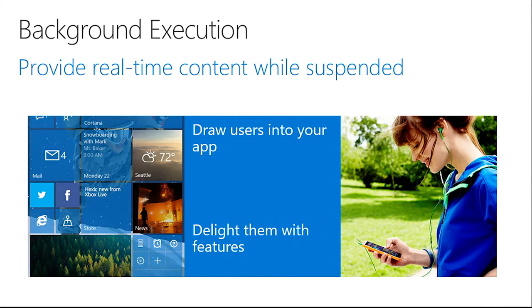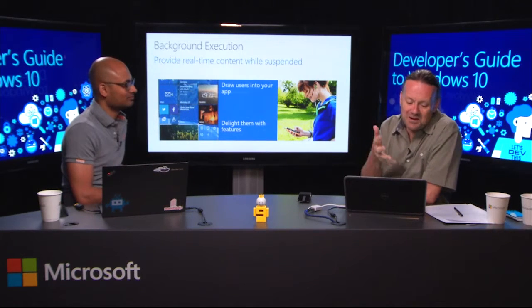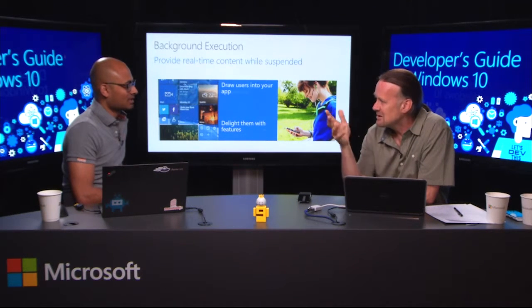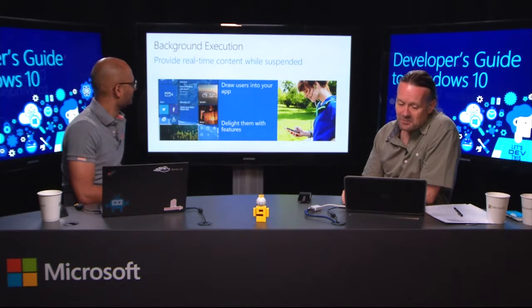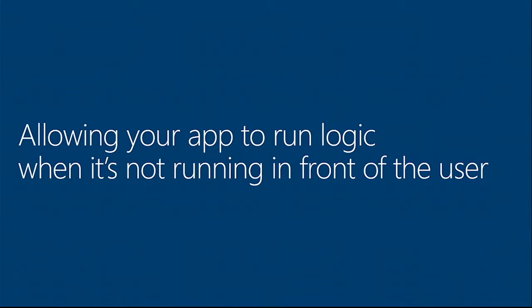How do these tiles update? There are two ways: they could update directly from your cloud services, or you could have a background task running and updating them, giving fresh, relevant content to users. This is what draws them into using your app, and you can delight them with features. Tiles are a great feature, and there are also toast notifications. It could be doing some data processing. There's a whole load of things, based on various triggers, even things like GPS and location. What it's about is allowing your app to run logic when it's not running in front of the user.